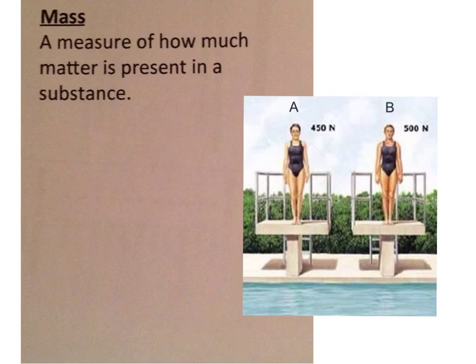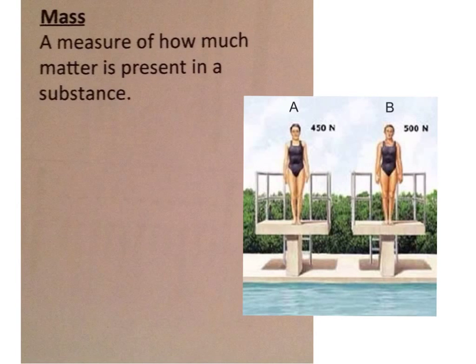Mass. Alright, so mass is very, very important to the amount of potential and kinetic energy an object has. So mass is a measure of how much matter is present in a substance. So let's look here. We have two women on diving boards. Is the height of the diving board different or the same? Great job. The heights of the diving boards are exactly the same.